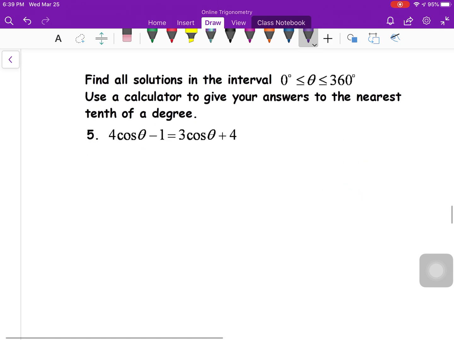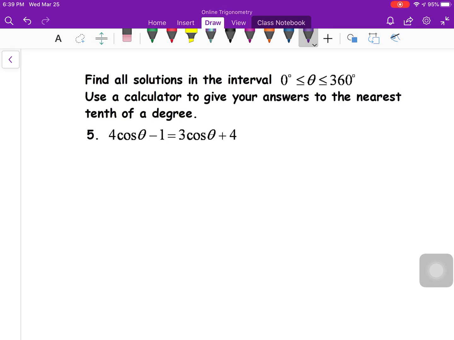Number 5. Now, if you look at this one, one of the things that it tells us is we're going to need to use a calculator. It also tells us that we're going to be rounding to the nearest tenth of a degree. So you'll need your graphing calculators on this one, or you can use any scientific calculator that has the trig functions on it. We still follow the same process. We're still going to try to isolate the trig function.